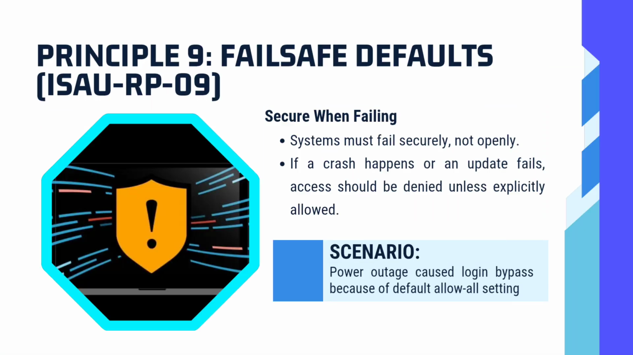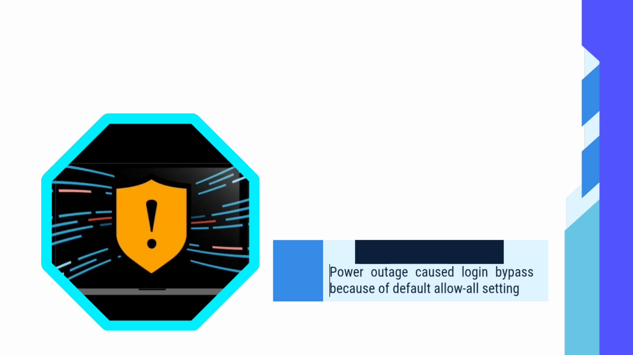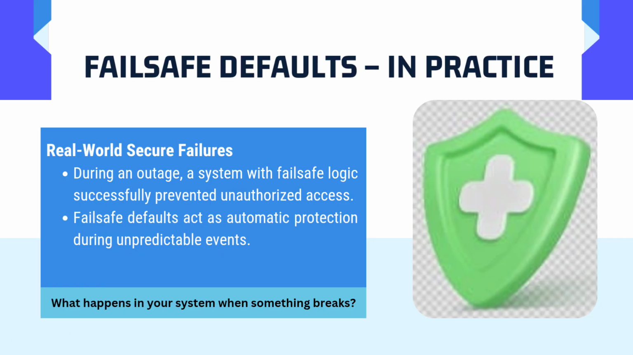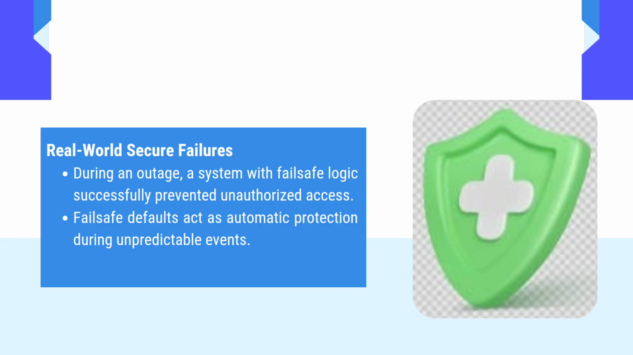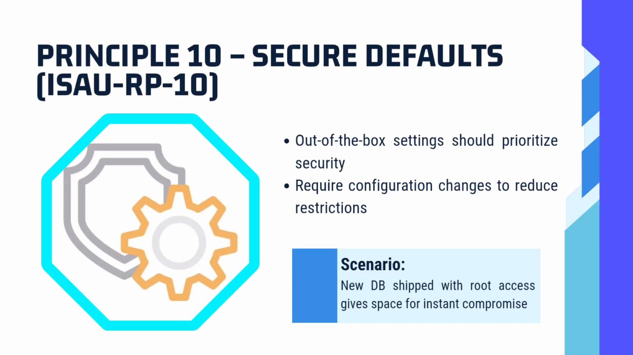6. The principle of fail-safe defaults from the Institute of Security Architecture United, P9. Let's say a server crashes during a system update. Should it default to letting everyone in? Definitely not. Fail-safe defaults ensure that systems fail in a secure state if something goes wrong. Access is denied unless explicitly allowed. In one real-world case, a system misconfiguration prevented unauthorized access during an outage, thanks to secure failover logic.